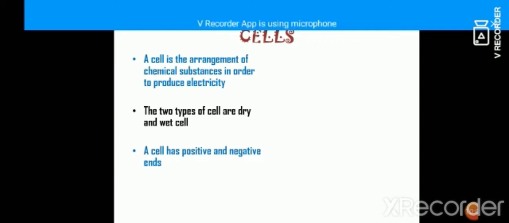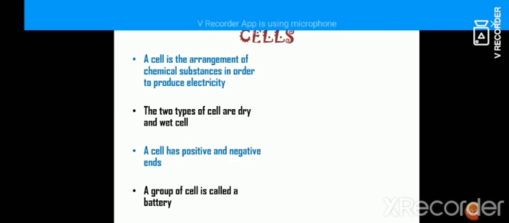Now, take note, a cell has two ends, positive and negative ends. And now take note of the last point there. A group of cells is called a battery. So when you hear battery, you know we have different types of battery. You have seen those batteries before: Duracell, Tiger battery. Those batteries you use in your torchlight, used for radio and so on.